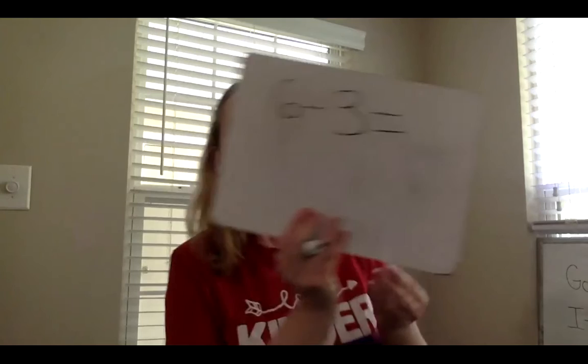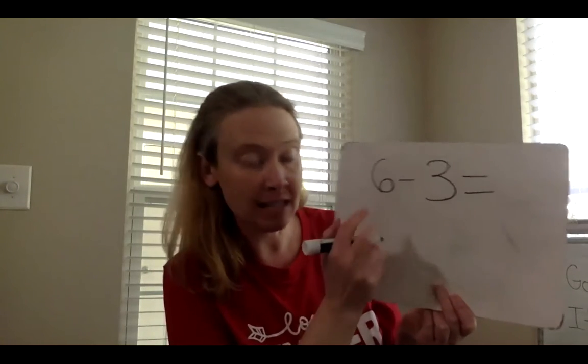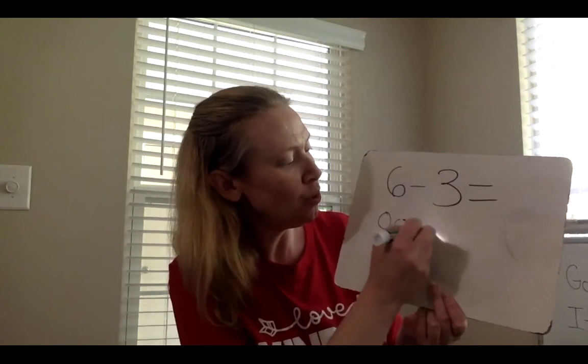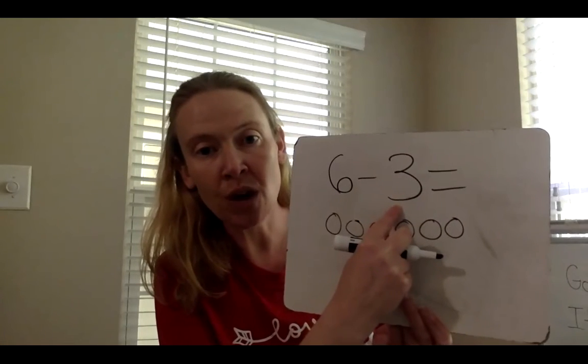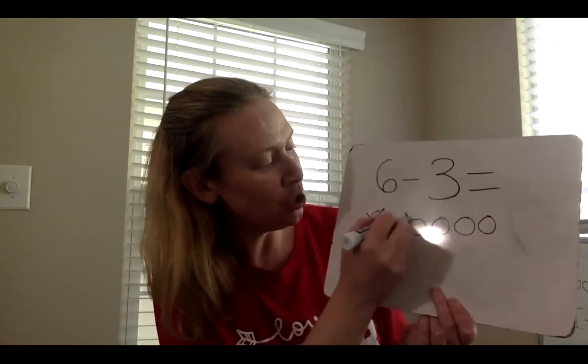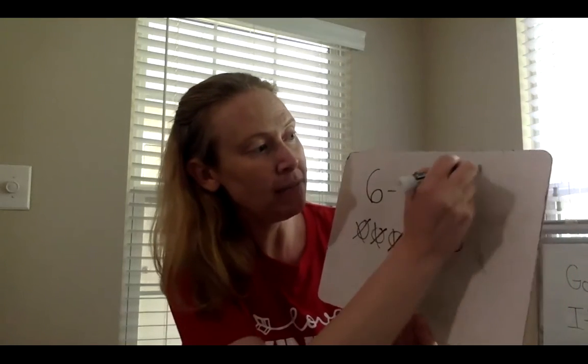Or if you want, I'm going to show you this other way. I'm going to write the number sentence on my whiteboard. 6 minus 3 equals. Okay, so that's what you should have on your paper. But I'm going to draw circles. How many circles do I need to draw? 6. 1, 2, 3, 4, 5, 6. How many circles do I need to cross out? 3. Good job. How many circles are left? 1, 2, 3. Okay. All right.